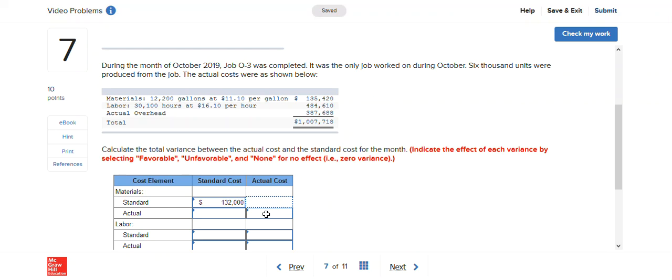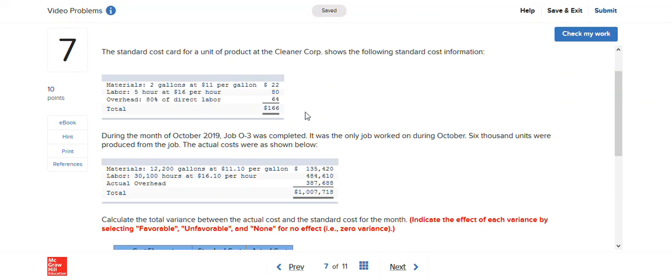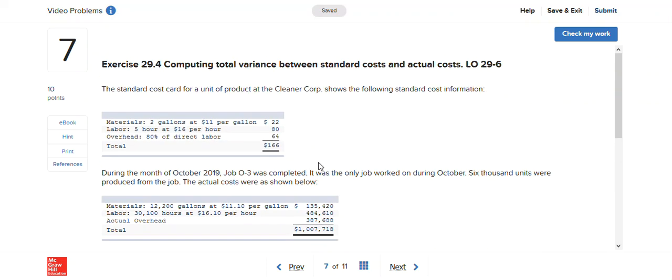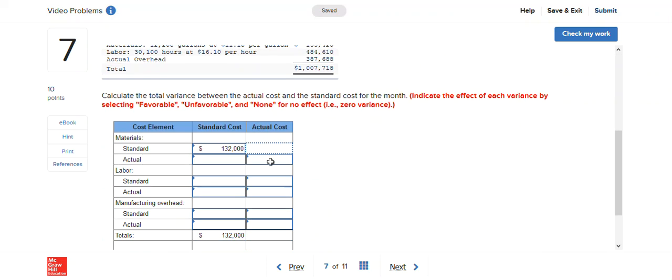For our materials, our actual cost, and we don't actually have to do math because they thankfully gave us that, so that our actual cost, we used more gallons than we should have, and it cost us $11.10 instead of $11. So we've got some variance there. So our actual cost is given, it's $135,420.